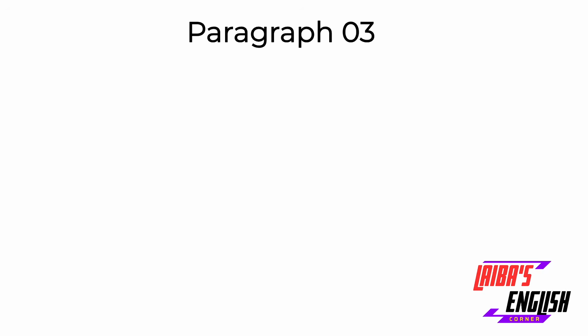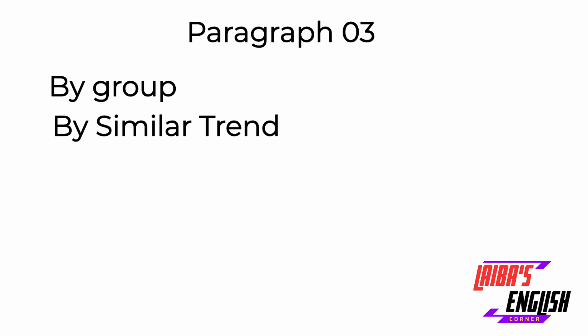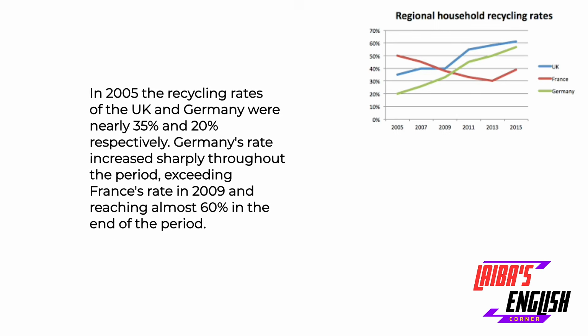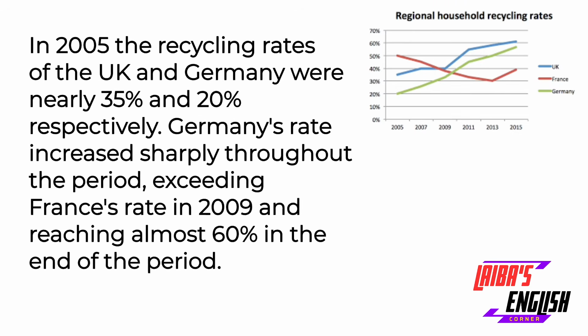Now we have to write paragraph number 3 and paragraph number 4. For paragraph number 3 and paragraph number 4, we are going to write numbers. We are going to present each and every minor thing presented in the graph. So, we have to divide them first. We can divide either by groups or by similar trends. In this line graph, I am going by similar trends. First of all, it's important to have a look at the graph before writing.